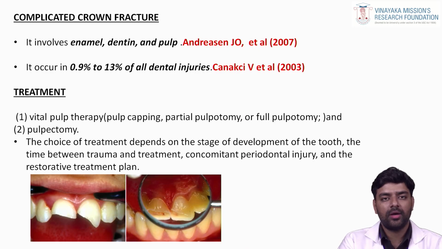So it occurs in 0.93% to 13% of all dental injuries. The treatment protocol should mostly follow vital pulp therapy, such as pulp capping, partial pulpotomy, full pulpotomy or pulpectomy. The choice of treatment depends on the stage of development of the tooth, the time between the trauma and treatment, concomitant periodontal injury and the restorative treatment plan.